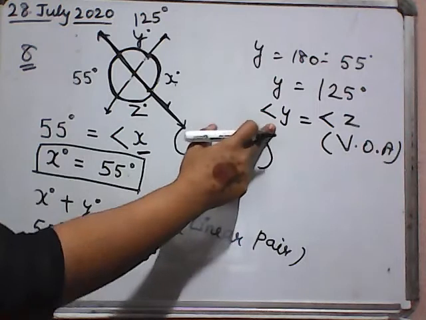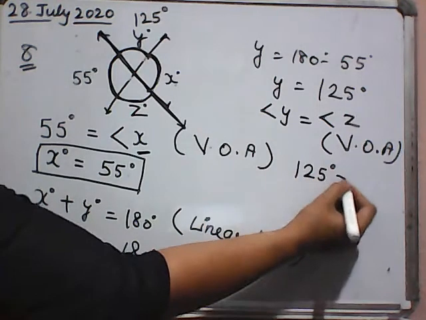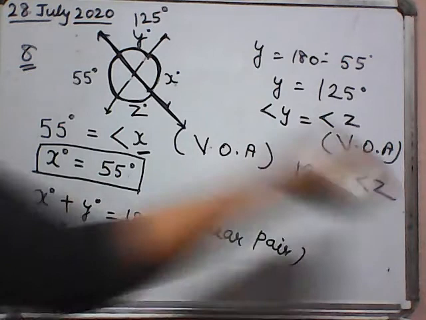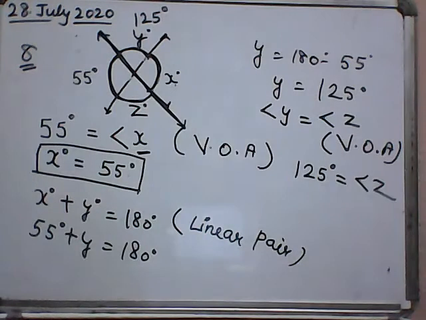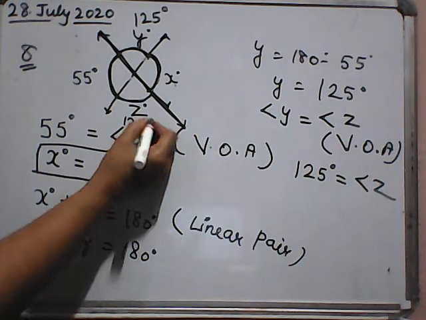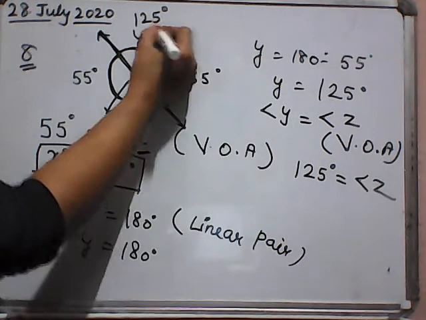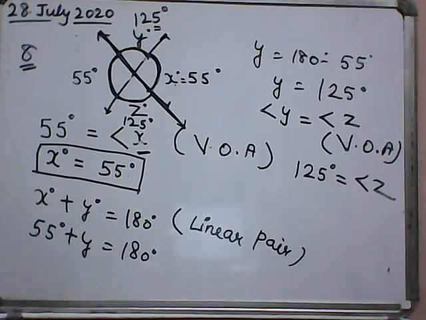We know the value of y. What is the value of y? 125 degree. Now we can find the value of z. Z is 125 degree. What is the value of x? 55 degree. In this way you can solve questions based on vertically opposite angles. Let's move to the next question.